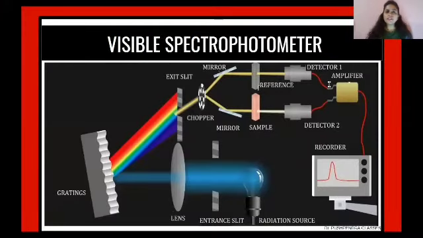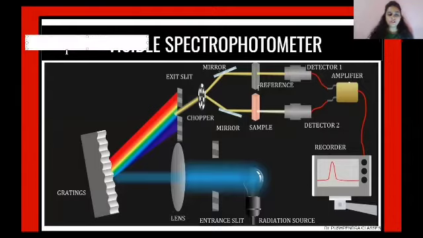Hello everyone. In the last lecture, we had already studied the electromagnetic spectrum as well as the different laws of absorption, which were Lambert's and Beer's law. Now in these slides, we'll be studying the most important part, which is the instrumentation of the visible spectrophotometer. The instrumentation of the visible spectrophotometer is generally divided into 7 different categories.